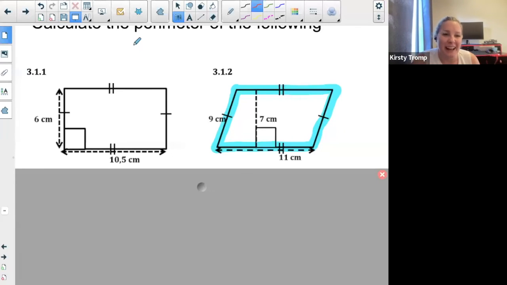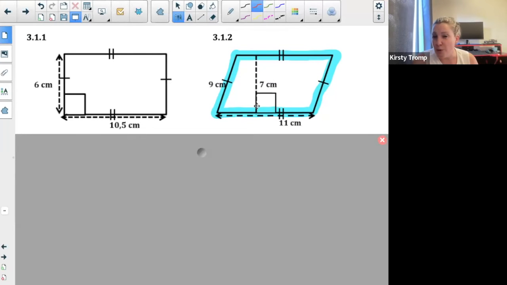Okay. All right, guys. Let's have a look. Somebody's saying to me, is it fine if you use the one for the parallelogram? Yes, guys. You can use that formula that we just used, 2 length plus breadth. You can use that for the rectangle as well. That's perfectly fine. You will get the same answer.